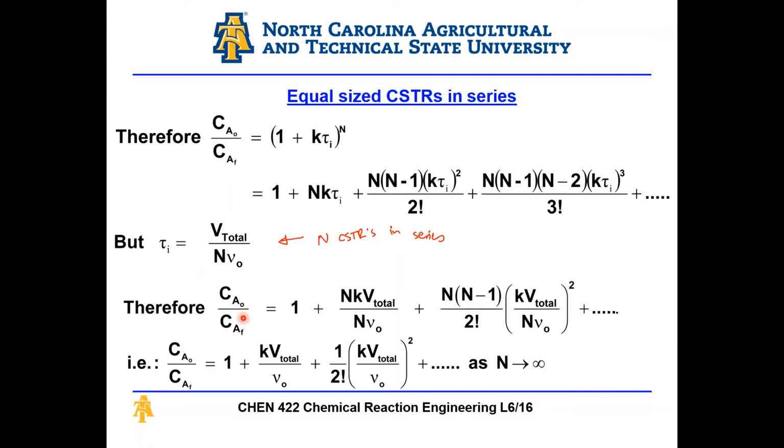And if I do this, C_A0 over C_Ai, substitute tau i with V over V naught n, you can see all the n's start canceling out here. And I end up with this expression, right? As n approaches infinity, of course, you end up with this type of expression. And as n approaches infinity, then this n cancels with this n. Here I have n multiplied by n minus 1 over n squared. They both cancel. And C_A0 over C_Af is equal to this expression. So I have an expression for C_A0 over C_Af in terms of a series.